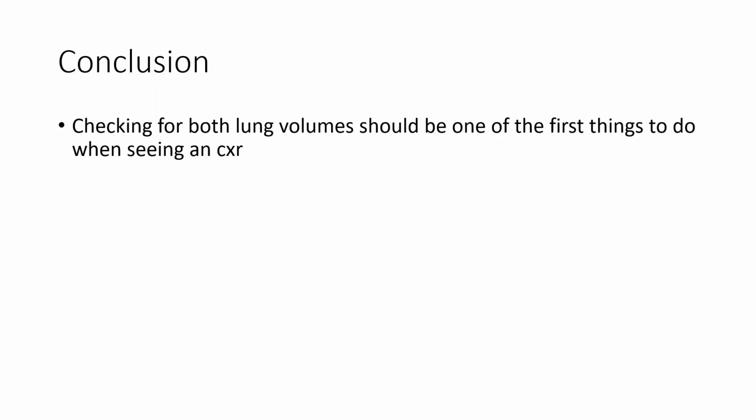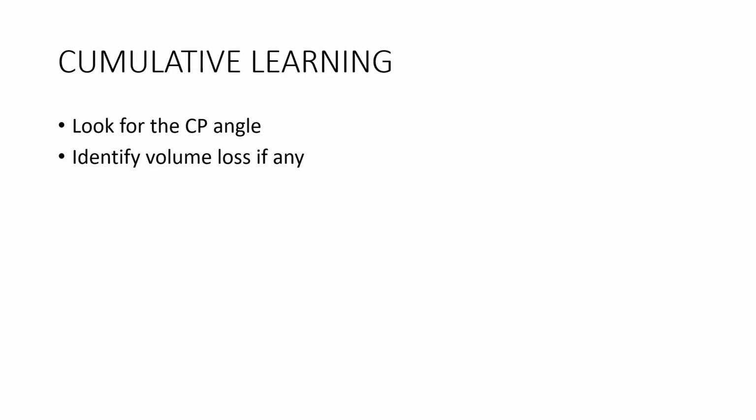So, in conclusion, as soon as you see the X-ray, one of the most important things is that you have to check the volumes on both sides, right side and left side, and compare each other. If there is gross volume loss, then you have to think about what could be the potential cause of this volume loss. So cumulative learning: in the first session, I advised you to always look for the CP angle in every X-ray that you see. And here I am saying that you have to identify volume loss, if any, in the X-ray.